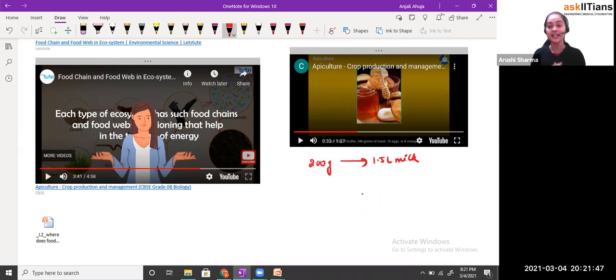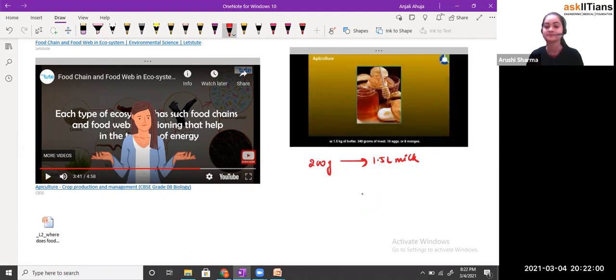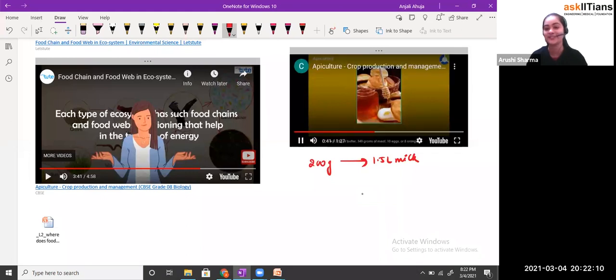And how are we getting honey? We are getting it from the honeybees. Honeybees consume the sweet part of the plant, the nectar, which is sweet in nature, and that's how they produce honey. That means they have all of the nutrients.